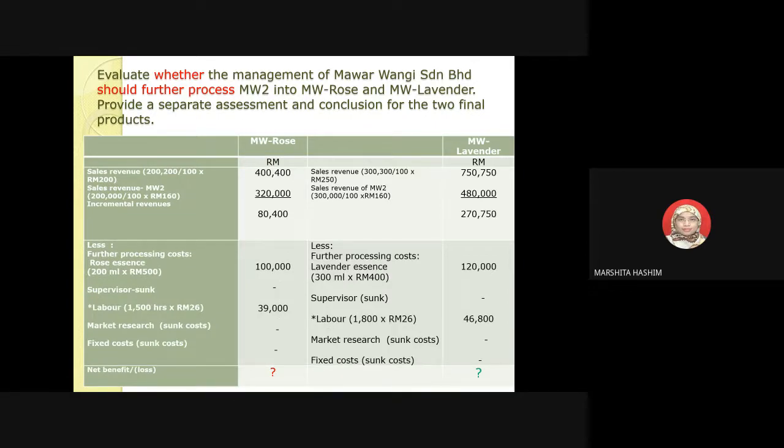All right. Finally, calculate your net benefit or net loss. Incremental revenue minus all costs. Incremental revenue, you minus all relevant costs. Okay. Can you please calculate this one? Okay. Whether you have profit or loss.